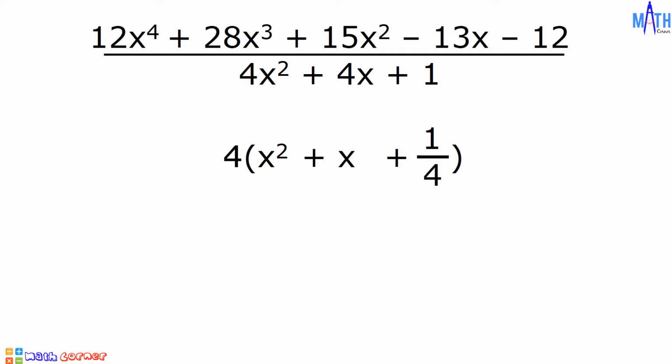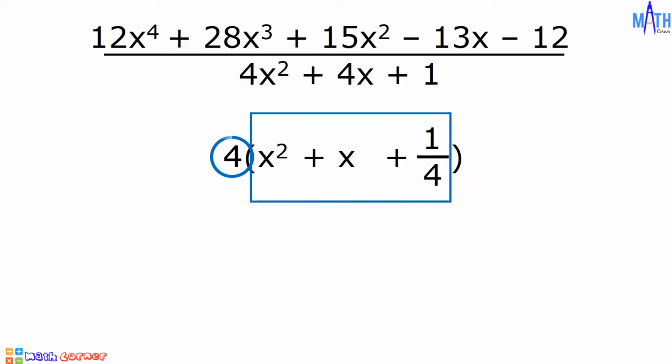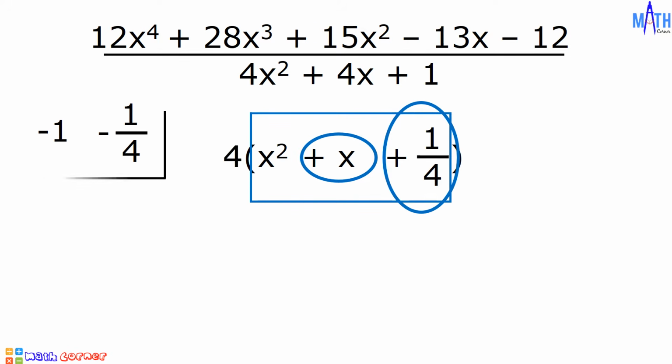We will divide the dividend by x squared plus x plus 1/4 using synthetic division. And then, we will divide each term of the answer by 4. In x squared plus x plus 1/4, the coefficient of x is positive 1. Let us write the opposite, which is negative 1 on the left side. The constant term is 1/4. Let us write the opposite, which is negative 1/4 on the left side. We have negative 1 and negative 1/4 on the left side.